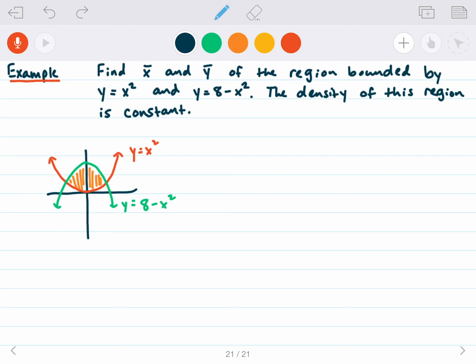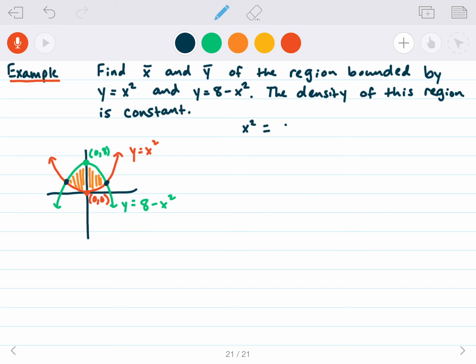Okay, let me just label some points, so maybe this is going to make things a little bit more clear down the road. So this is 0, 0. Okay, so there are some points. Now we need to figure out what our integral is. We need to figure out what these points of intersection are to set up our limits, and we do that by setting these things equal to each other and solving.